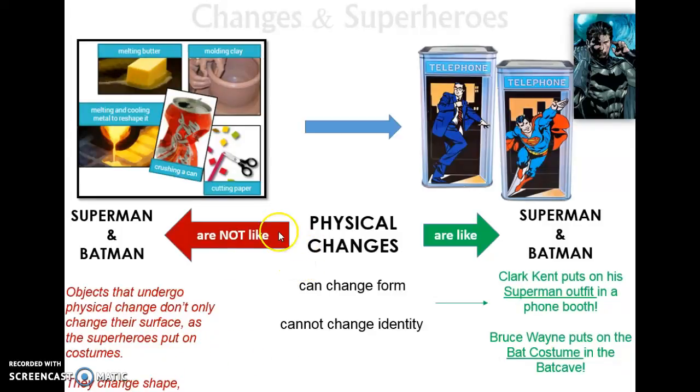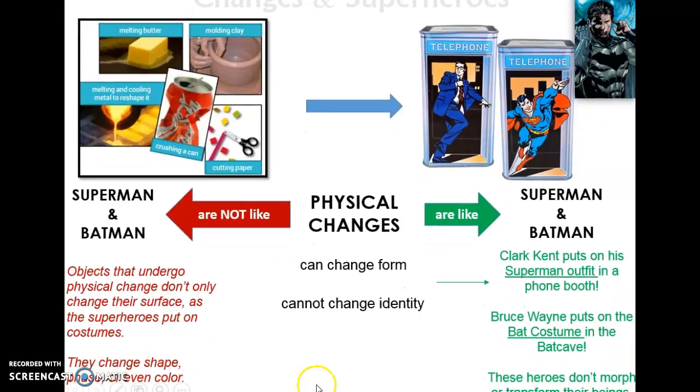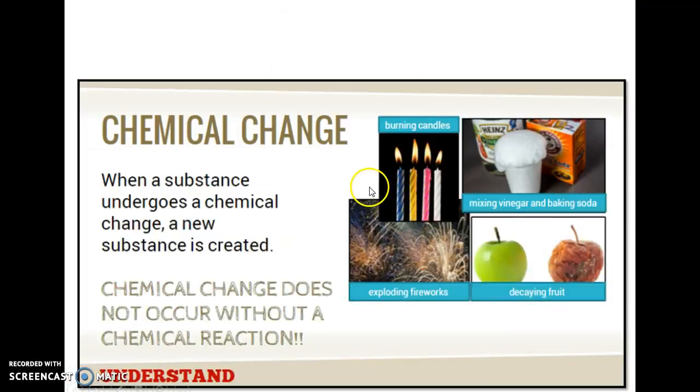This is not a perfect comparison because objects that undergo physical change don't only change their surface. They change other things as well, like shape, phase, or even color. Chemical changes, this is when a substance undergoes a chemical change and a new substance is created. So when you burn candles, if you mix vinegar and baking soda, fireworks, that's a chemical reaction, decaying fruit, smells. Anytime you have a smell, that's a chemical change. You're actually smelling a chemical reaction.